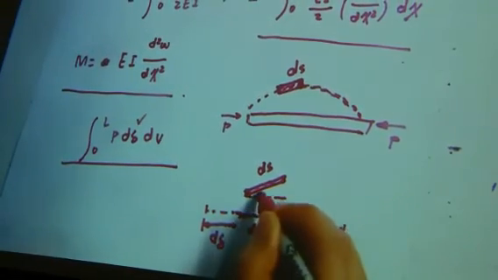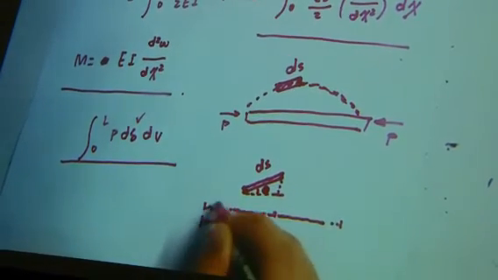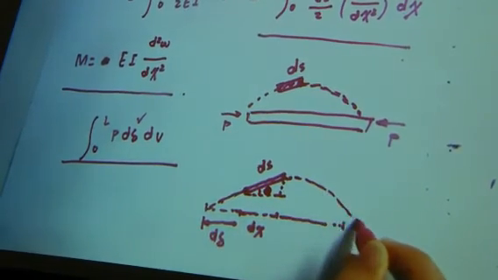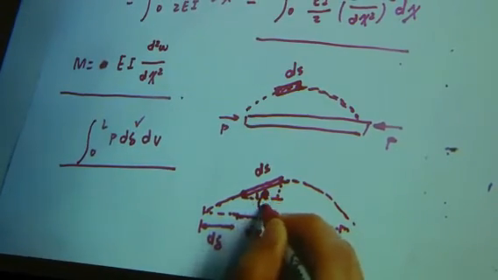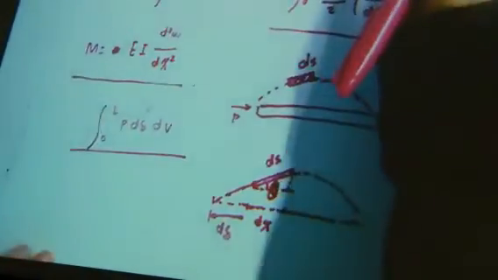So we need to do some geometry calculation. This is the rotation theta, right? Because this is the deformed shape. This is the deformed shape. So this one is the rotation theta. And I'm trying to figure out what is the relation between ds and dx.